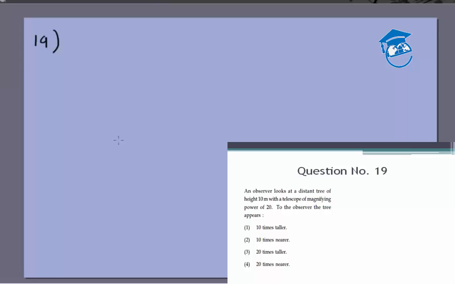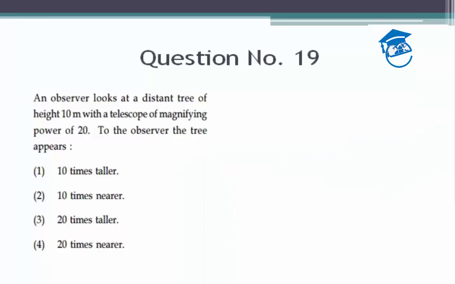However, just by the definition of magnification, it would look to us to be 20 times taller, which means the answer will be option 3.